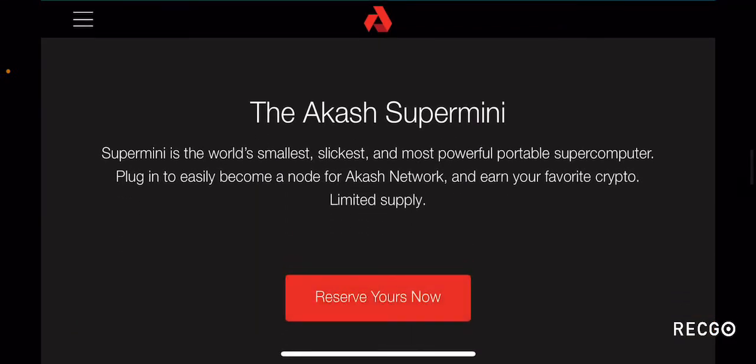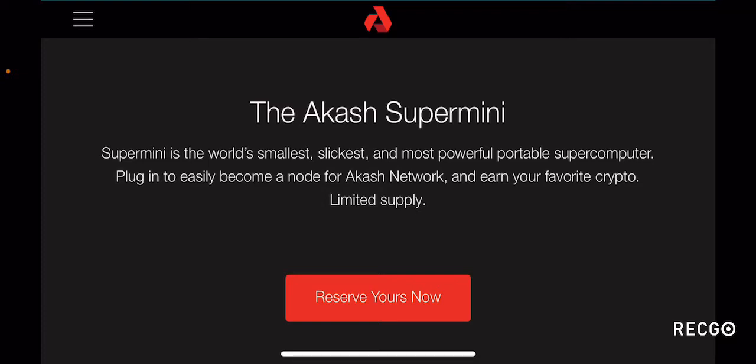The Akash Super Mini. So again, this is one of their important products that they're offering. Super Mini is the world's smallest, slickest, and most powerful portable supercomputer. Plug in to easily become a node for Akash Network and earn your favorite crypto, limited supplies. Again, they are talking about a wide variety of information about their AKT tokens. So let's break it up a little bit. So the Super Mini is their device which offers their dCloud or cloud-based solution, right?